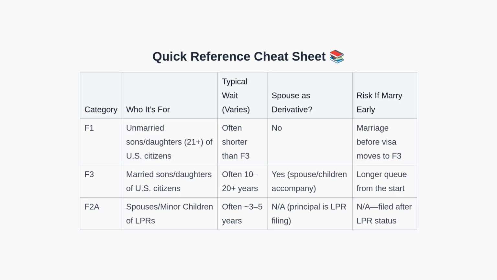Here is a fast reference. F1 is for unmarried adult children of U.S. citizens and often moves faster than F3. However, F1 does not allow a spouse as a derivative, because the beneficiary must be unmarried. F3 is for married adult children of U.S. citizens and often involves a 10 to 20 year wait or longer. F2A is used after the beneficiary becomes an LPR. It is for spouses and minor children of permanent residents and often takes about 3 to 5 years. The key risk is that marrying too early shifts an F1 case to F3, dramatically increasing the wait.